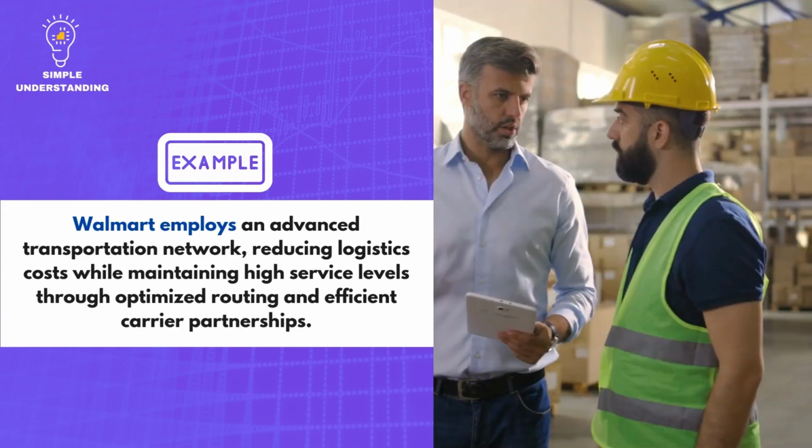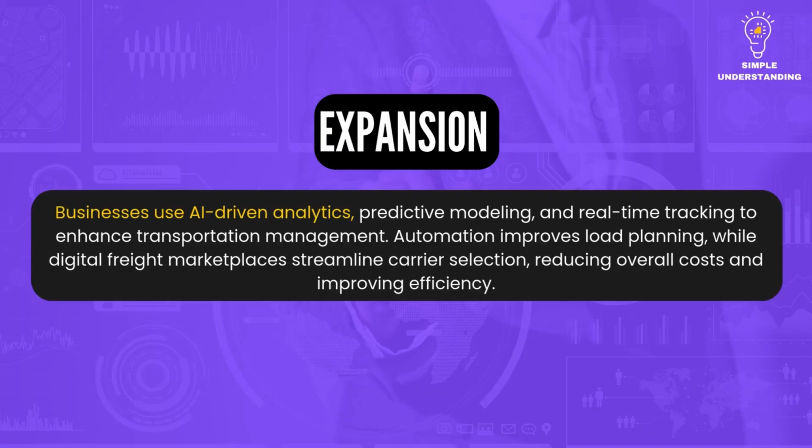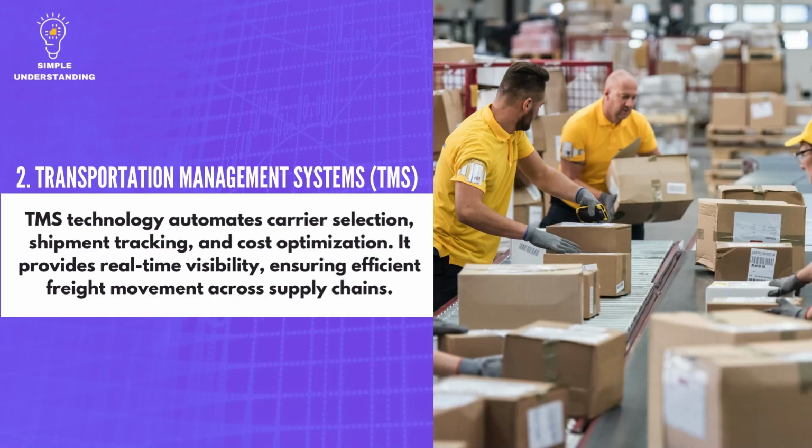and efficient carrier partnerships. Expansion. Businesses use AI-driven analytics, predictive modeling, and real-time tracking to enhance transportation management. Automation improves load planning, while digital freight marketplaces streamline carrier selection, reducing overall costs and improving efficiency. 2. Transportation Management Systems, TMS. Explanation. TMS technology automates carrier selection, shipment tracking, and cost optimization.